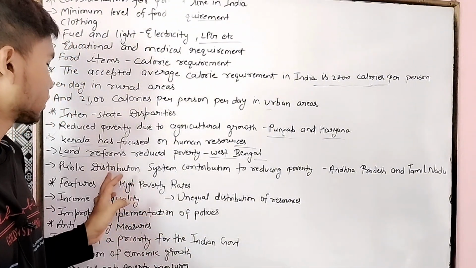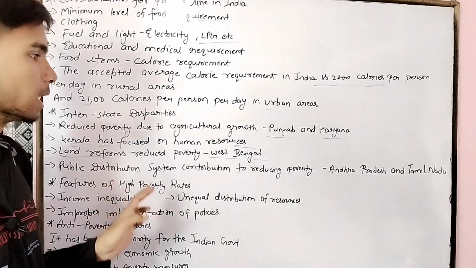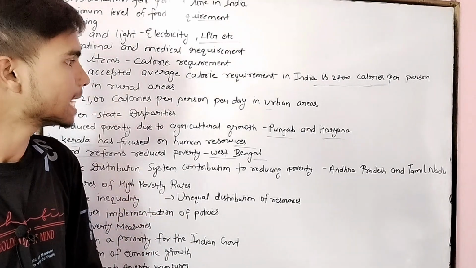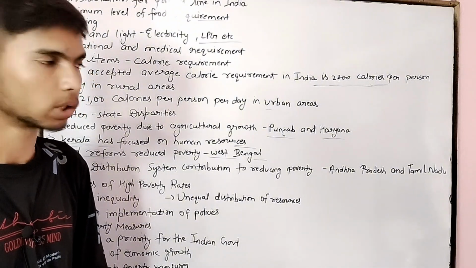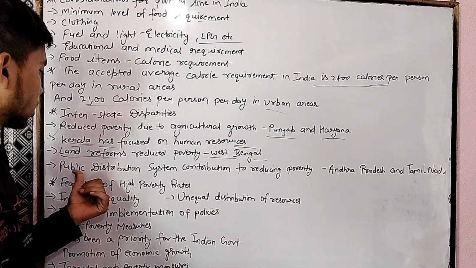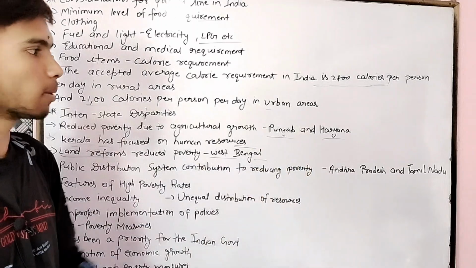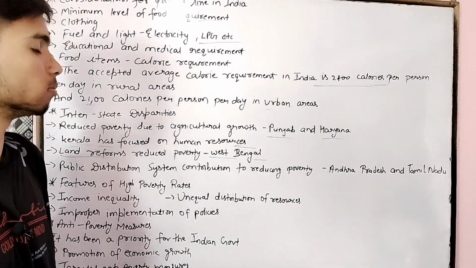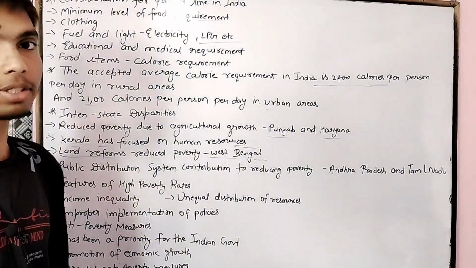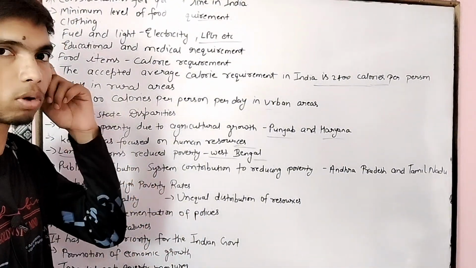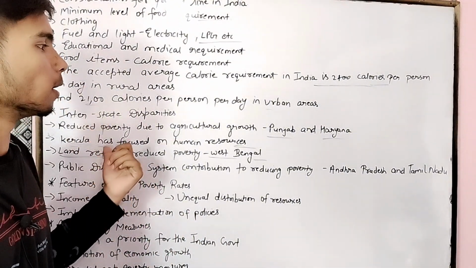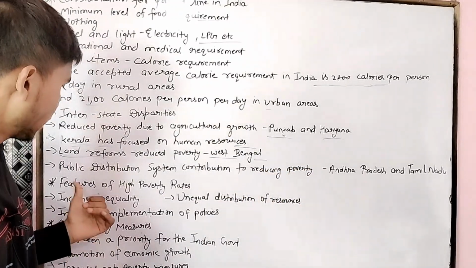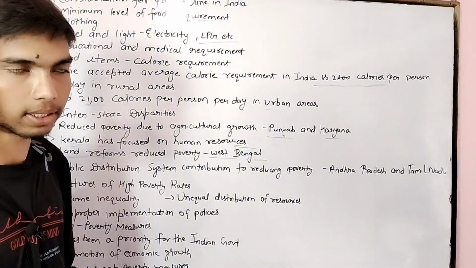So here, that's why we are looking at the result of reducing poverty in Andhra Pradesh and Tamil Nadu state. In Andhra Pradesh and Tamil Nadu state, poverty has been reduced because of the public distribution system, because of this program, because of this scheme. Features of high poverty rates.